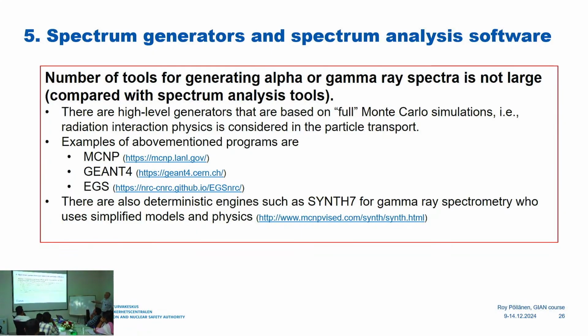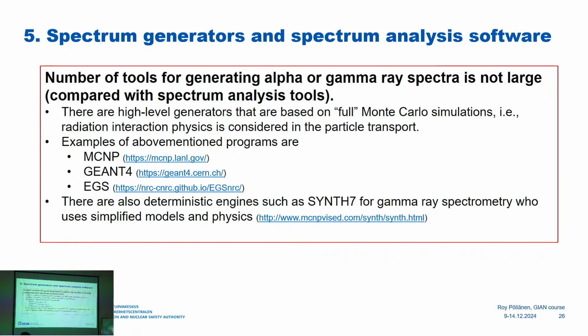So there are high-level generators that are based on full Monte Carlo simulations. This means that practically all radiation interaction phenomena are taken into account in the calculations. These are the examples of these programs: MCNP, GEANT4, EGS. There are, of course, some simplified codes, such as this one.